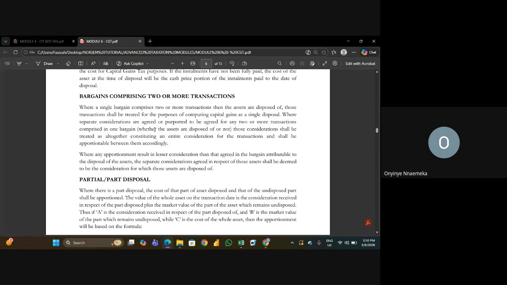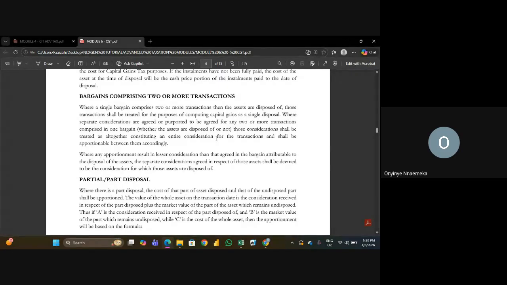Where separate considerations are agreed or purported to be agreed for any two or more transactions contained in one bargain, this consideration shall be treated altogether, constituting an entire consideration of the transaction, and shall be apportionable between them accordingly. So now you have one bargain, but in that bargain, what you are collecting or disposing is more than one.